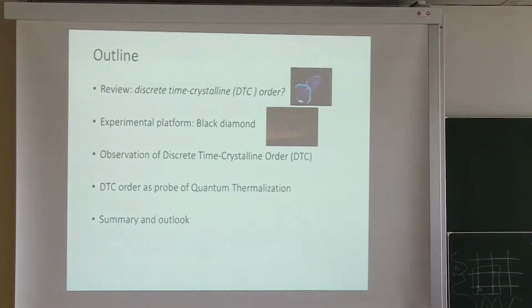Here I'll present you with a quick outline of the talk. I will first review what a time crystal is, or what we call discrete time crystalline order, and then jump into our experimental platform, the so-called black diamond platform, and show you experimental evidence for this new non-equilibrium phase. In the second part of my talk, I want to focus on one particular aspect of this time crystal, namely that it's a very nice tool to study the underlying quantum thermalization occurring in the system.